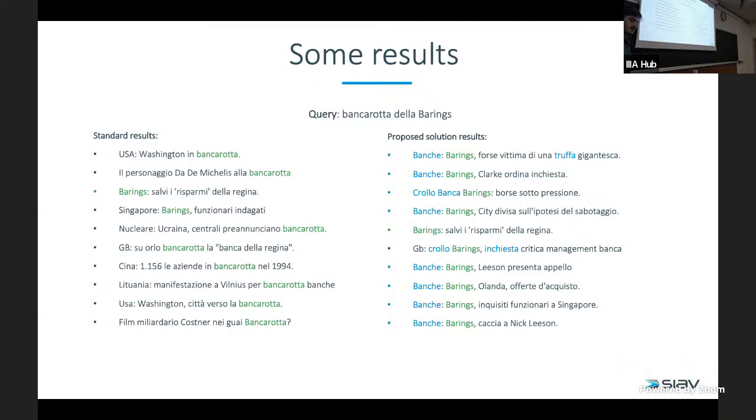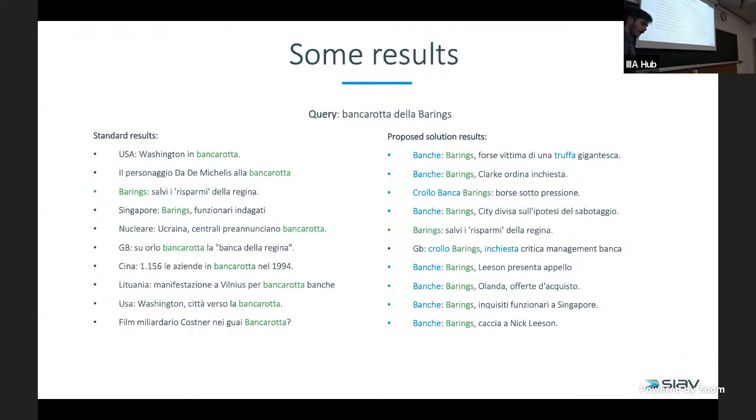In our proposed solution, instead, we are not only matching the word bancarotta, but we are also matching the word bearings, which is a specific word because it's a proper name, which is likely not represented by the embedding model. But we're matching it, and the high matching of the context given by the presence of words like bank, truffa, inchiesta, crollo, etc. And these again go to show the fact that we are able to take into account the specific terms while at the same time getting a more general grasp on the context of the documents that we are returning.